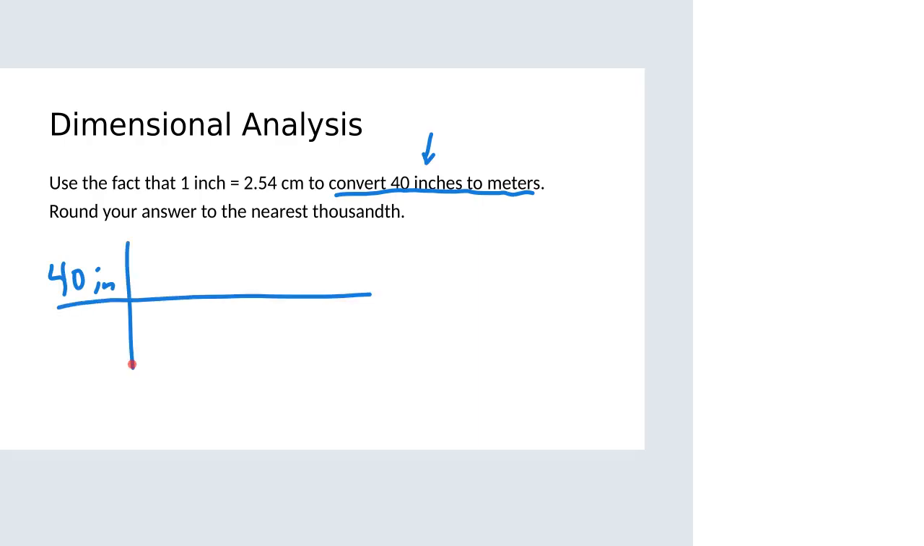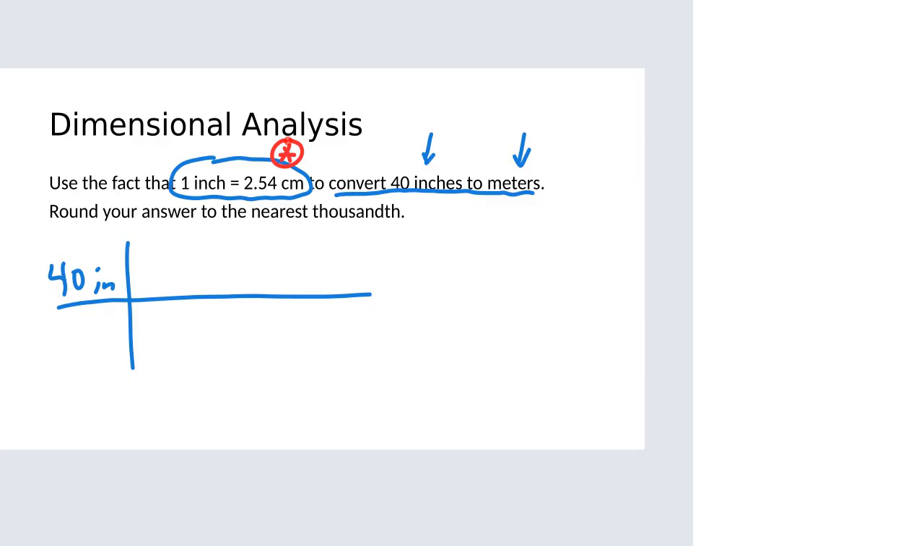All right, I'm starting with 40 inches. I want to turn that into meters. So by the time this is all done, I need to be in terms of meters. Well, I was given this unit fraction right here that says 1 inch is 2.54 centimeters. That's going to get me from inches to centimeters. It's not going to take me all the way from inches to meters. I can't do that in one step here, but that's okay. I've got one step in the right direction by using this unit fraction.